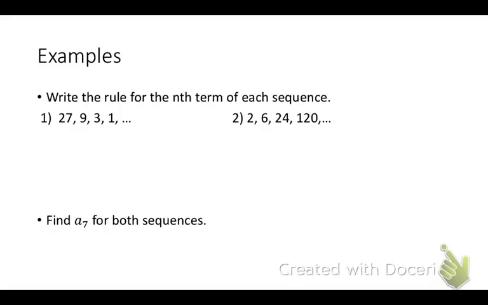So if we write the rule for the nth term in the sequence, again, our rule is a sub n equals a sub 1 times r to the n minus 1 power. What's our first term? Our first term is 27. Do we know what our ratio is, or can we find it? 1/3. How did you get 1/3? Okay, you went for the easy one, right? You went 1 divided by 3.